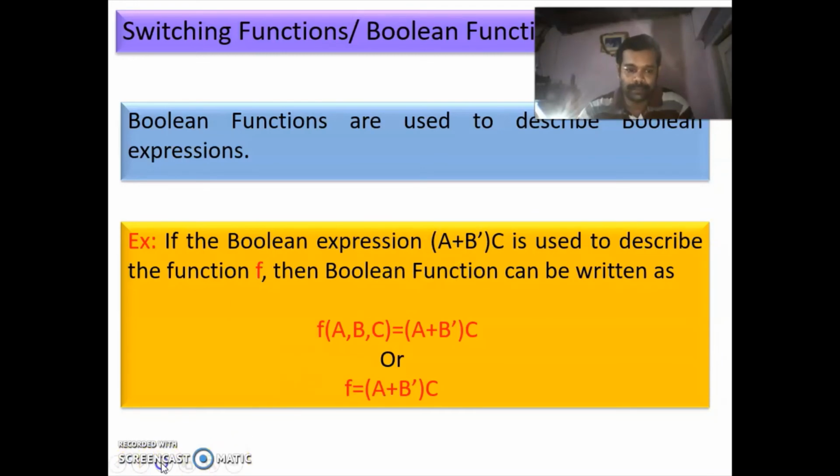Variables A and C are in true form and B is in the complement form. Since it is having a bar, it is in complement form. Since we are having three variables, we write f of A, B, C equals A plus B bar into C. Or simply we can write it as f equals A plus B bar into C.